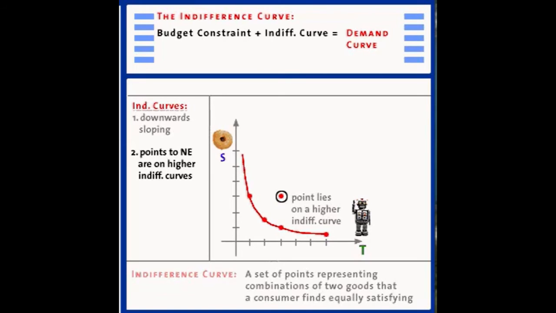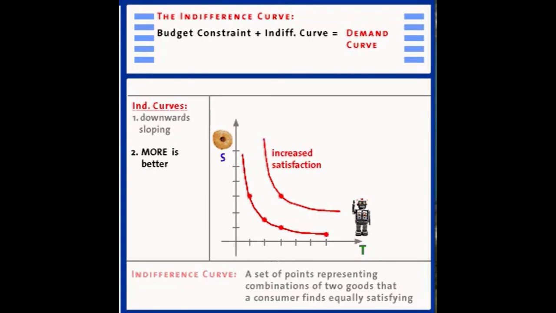Another thing to notice is I've drawn this curve sagging downwards. We would call this a convex curve because it's bowed downwards towards the origin. A convex curve is a curve that has a decreasing slope as you move down it. Notice up here the slope is very steep. Then the slope gets a little flatter, and finally down here towards the bottom, the slope of the curve is very flat.